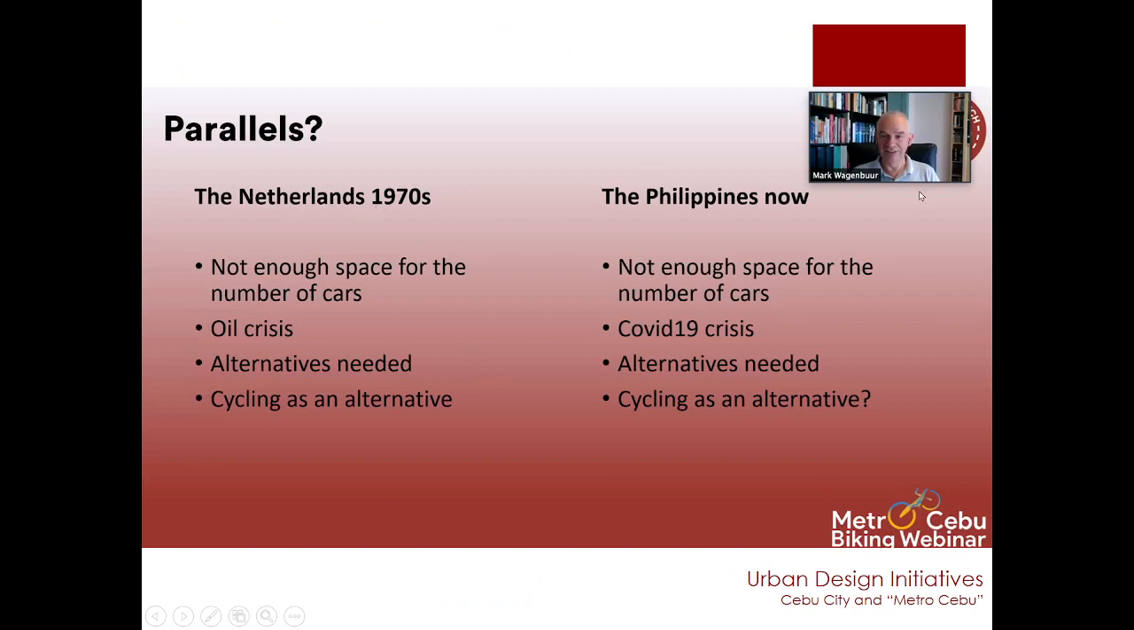Some parallels of the Netherlands, probably the cycling capital of the world. In the 1970s, that's when the Netherlands really put into place their cycling infrastructure. And the few parallels here include not enough space for the number of cars, meaning they had traffic congestion.